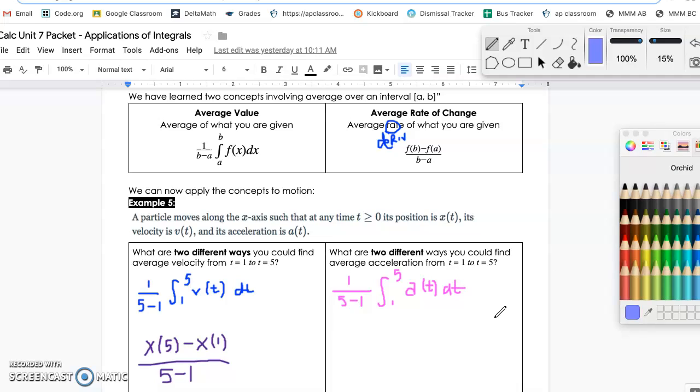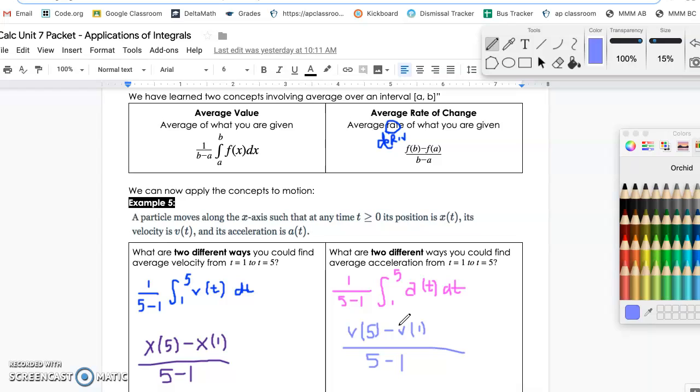The second way we could do this is by finding the average derivative, so the average of the derivative. The derivative of the velocity is acceleration. So we'll have v of 5 minus v of 1, over 5 minus 1.